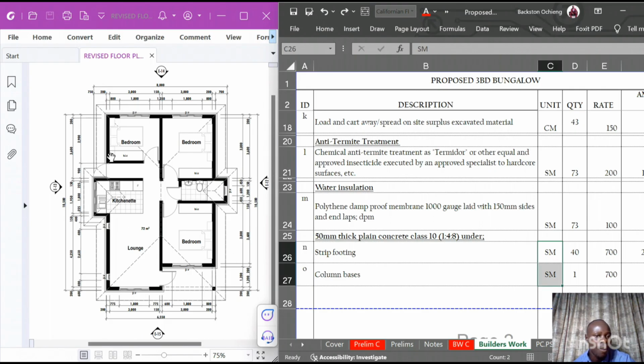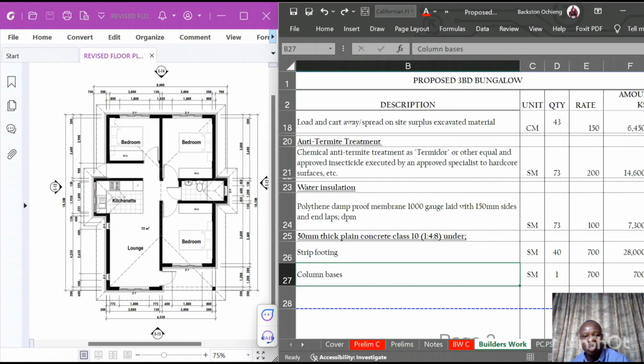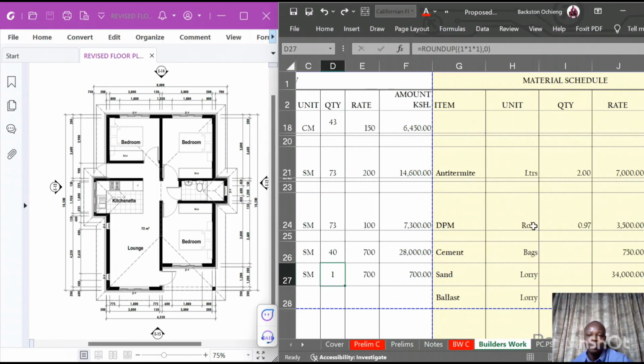And of course, from the breakdown, it's basically all the lengths, and then you multiply by the width of the strip footing. Okay. So once you have that, then we are going to combine these two areas because the one is under strip footing, another one is under the column bases. So you take the two and then you add the two. So it's 40 plus 1 square meter.